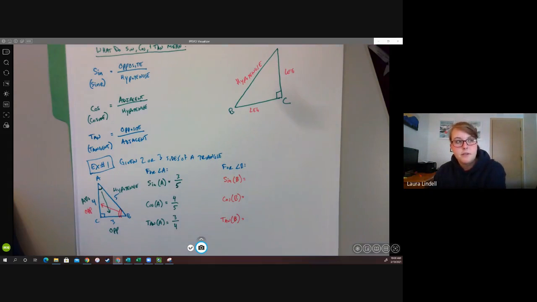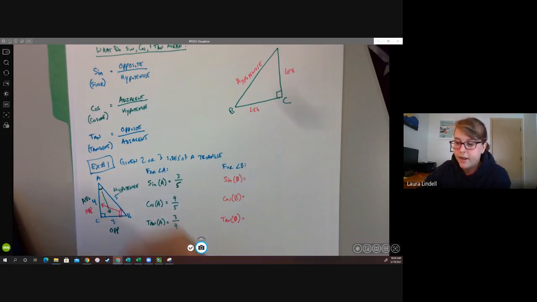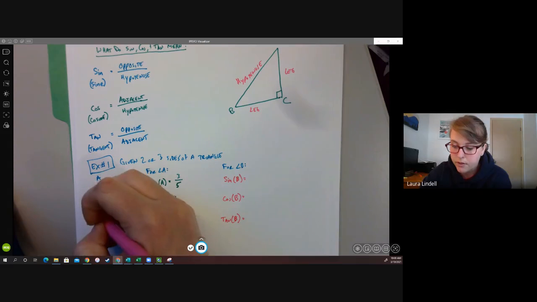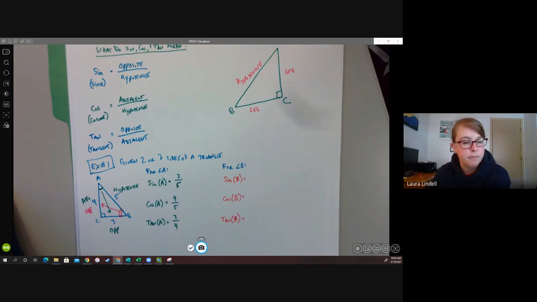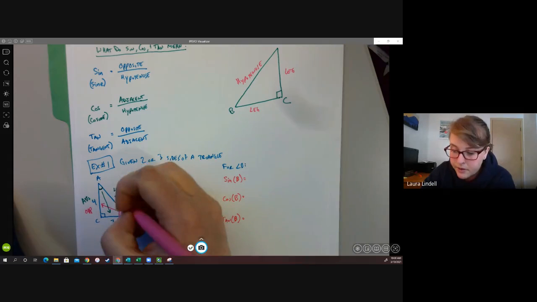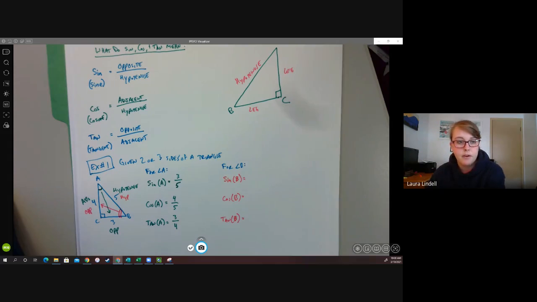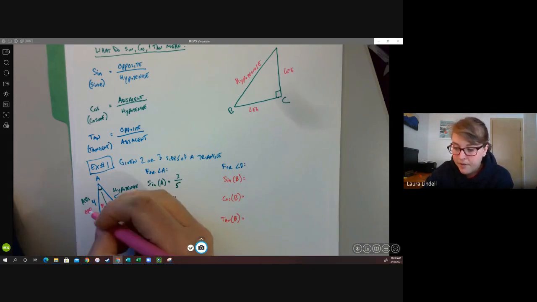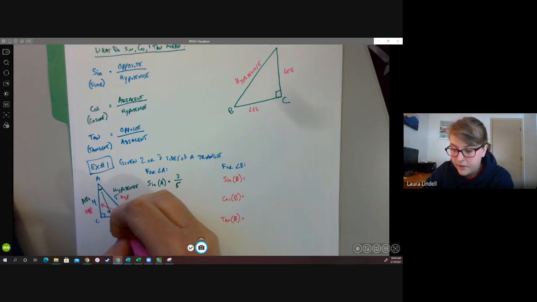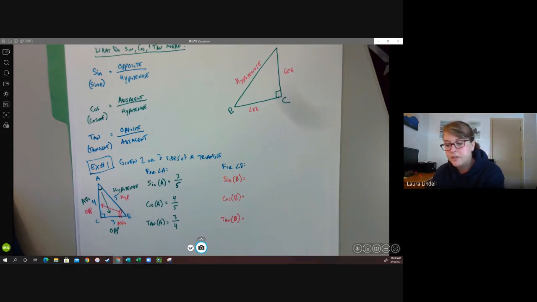So this is where I like to use different colors. If you don't have different colors, you can put B in parentheses next to it or something like that so that you remember which one it's opposite for. And then the hypotenuse is still the hypotenuse, no matter which perspective we're looking at it from. The hypotenuse is always the same. So really it's just the opposite and the adjacent that switch, because 3 is the adjacent side for angle B.